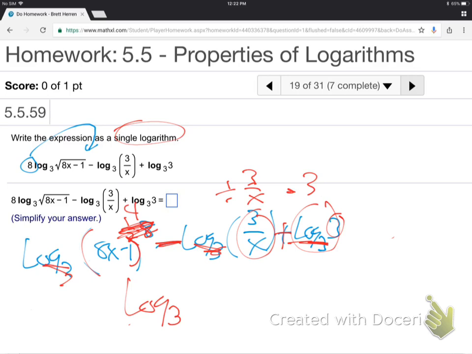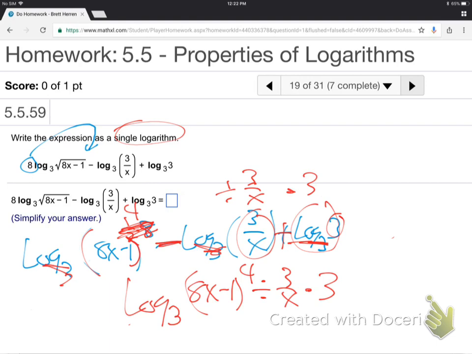and we go 8x minus 1 to the 4th, divided by 3 over x, times 3. You agree? That's correct. Everybody see what I did there? Right? Because it's subtracting the middle one, so that's divide. Adding the back one, so that's times. And just the argument, not the base. The bases are over here. They're all log base 3. Right? Is that good so far?